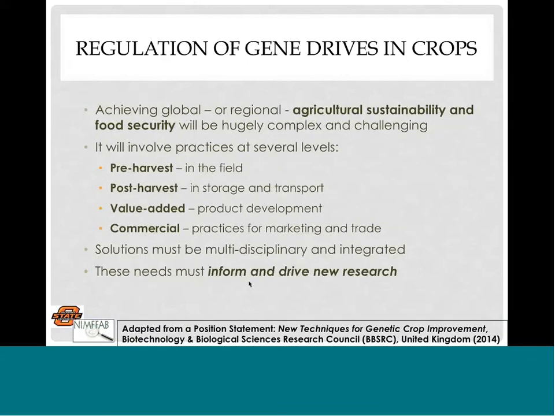Achieving agricultural sustainability and food security is obviously hugely complex and challenging. What we need to look at in agriculture is the levels in the field or pre-harvest, post-harvest in storage and transport, value added in product development, and commercial practices for marketing and trade. And these kinds of needs are multidisciplinary and will require new research that will underpin those regulations.